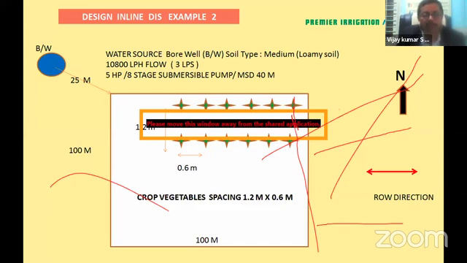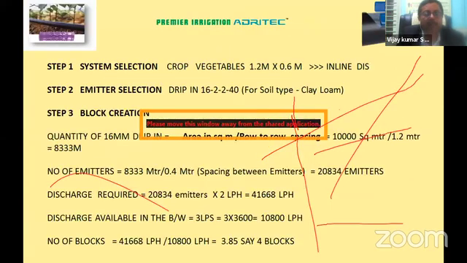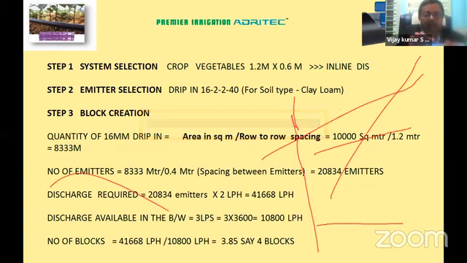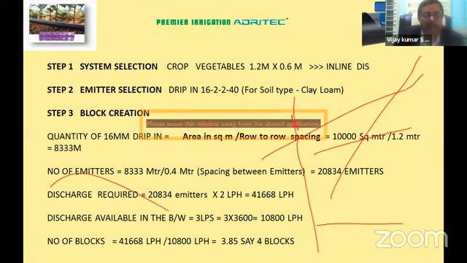So how do we do the design? Very typical steps are involved. First, you decide what type of system you want to go for. This is an inline drip irrigation system, which means, as you can see in the photograph, the dripper is inside the tube. For an inline drip irrigation system, this is vegetable spacing of 1.2 by 0.6, so there is no confusion in that.